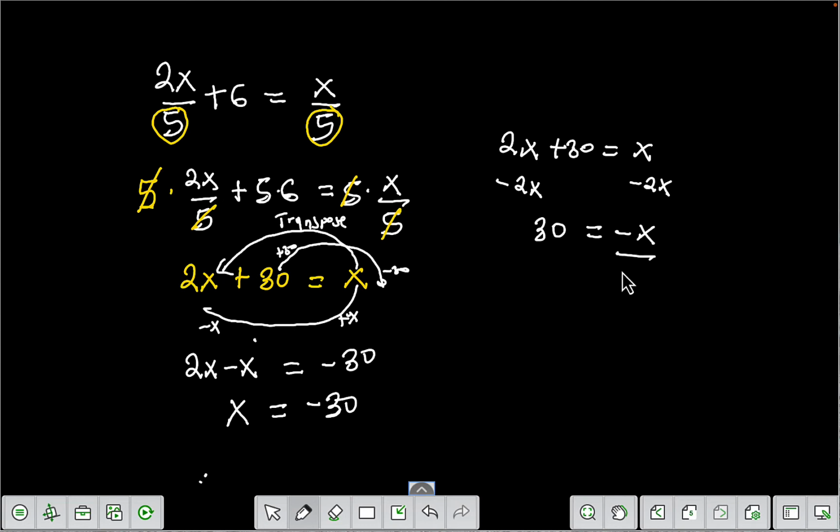So we can divide by negative 1, divide by negative 1. This is the division property of equality, and this cancels that. 30 divided by negative 1 will give you negative 30. So we can say x is equal to negative 30. That is pretty simple.